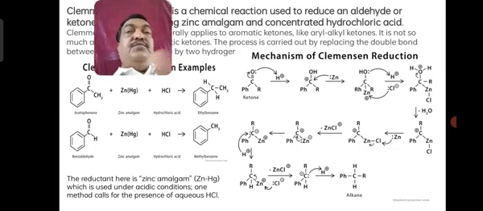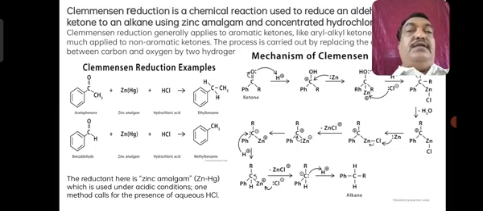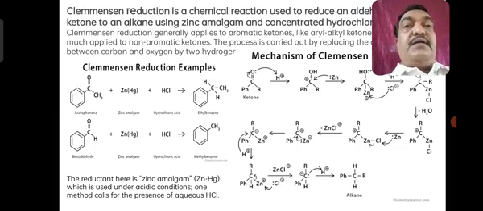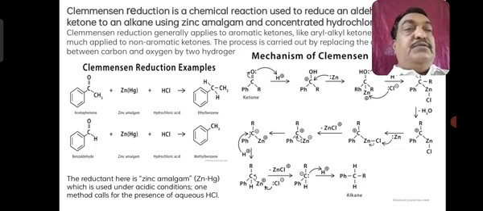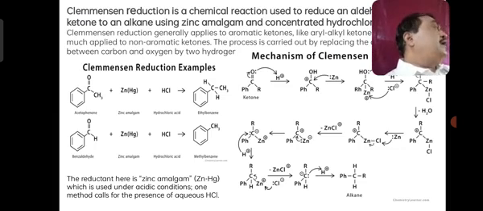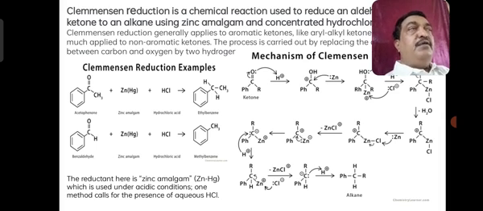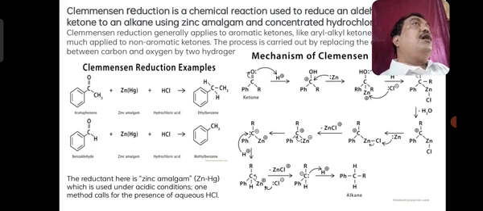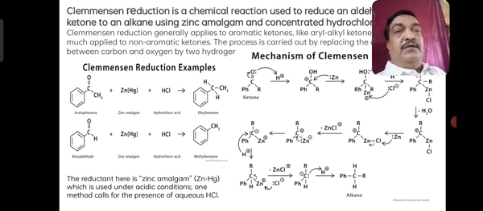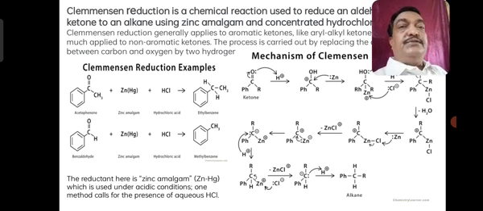Now with this we move on to another important reaction, Clemmensen reduction. The term reduction itself indicates addition of hydrogen, and reduction is generally carried out by Raney nickel and hydrogen, or lithium aluminum hydride, or zinc amalgam and HCl, or copper in sulfuric acid. So a variety of reducing agents are there.